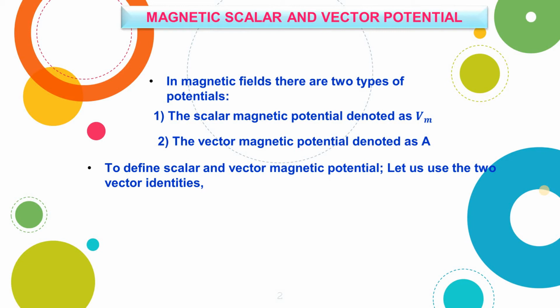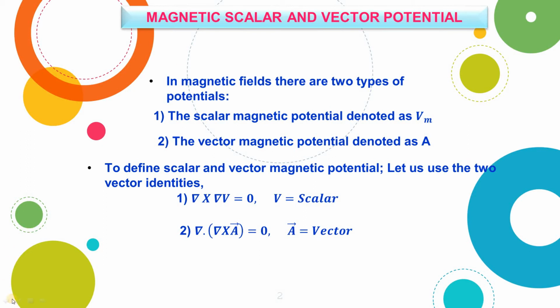To define scalar and vector magnetic potential, let us use two important vector identities. The vector identities play an important role in solving this problem. The first identity is del cross del V is equal to 0, where V is a scalar. The second one is del dot del cross A is equal to 0.